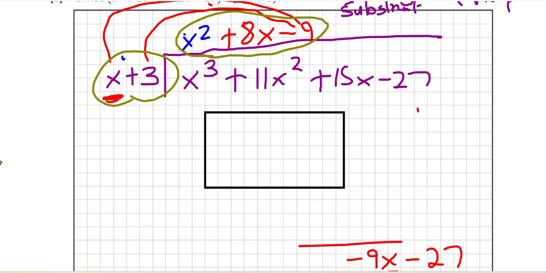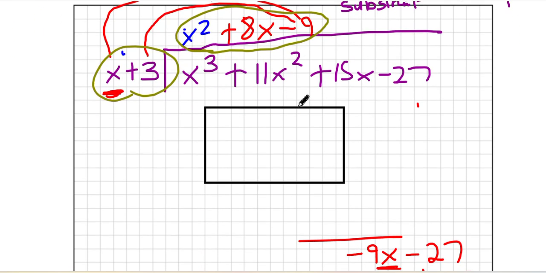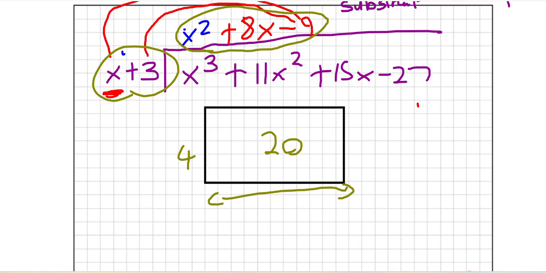Now, if I was to ask you, the area is 20 and the width is 5, find the length, what would you guys tell me? You do 20 divided by 4, wouldn't you? And the answer would be 5. You're all going, sir, that's too obvious. Why are you even teaching me here?